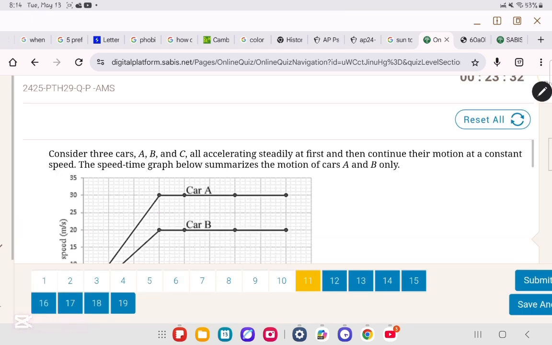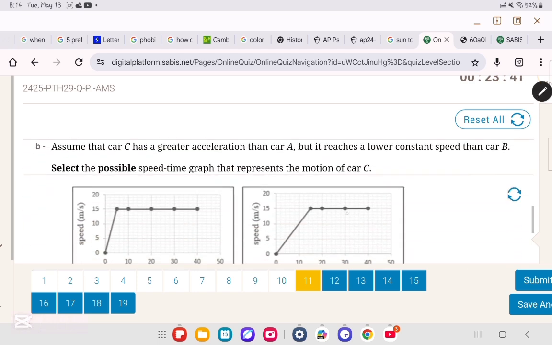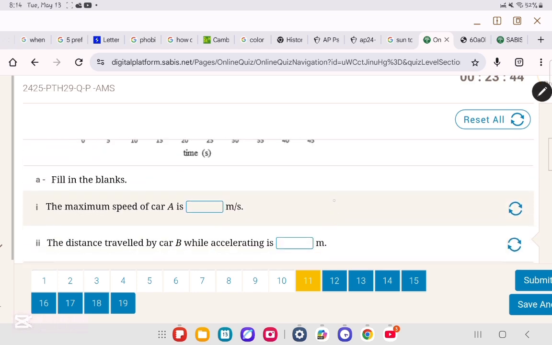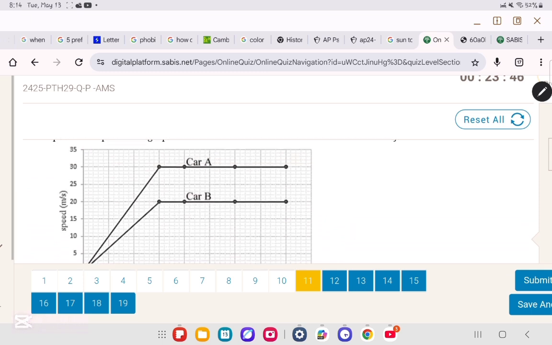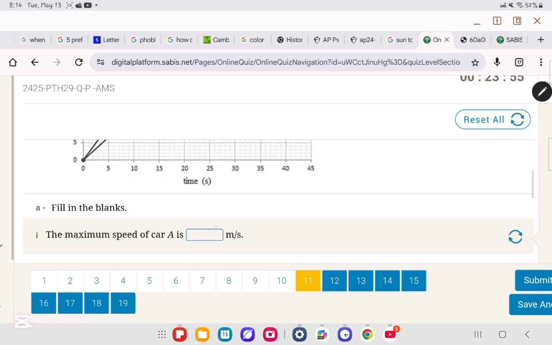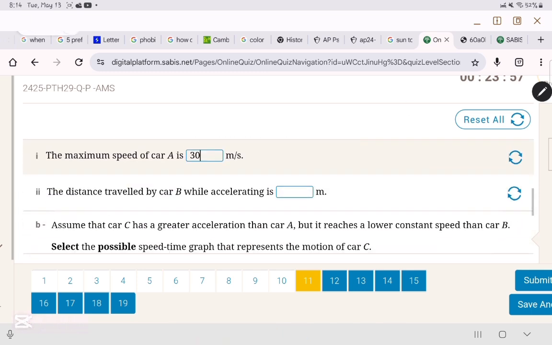We move on to question number 11. Consider three cars A, B, C, all accelerating steadily at first and then continuing their motion at a constant speed. So they told us the maximum speed of car A. How do you find the maximum speed of car A? You just look at the graph. Where does it stop increasing its speed? It stops at 30 meters per second. That means the maximum speed of the car is 30 meters per second.